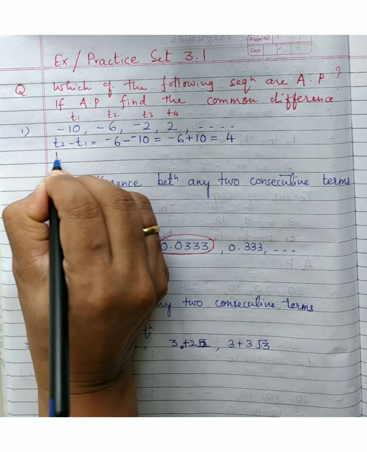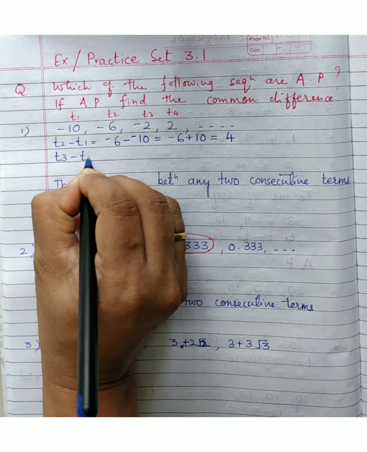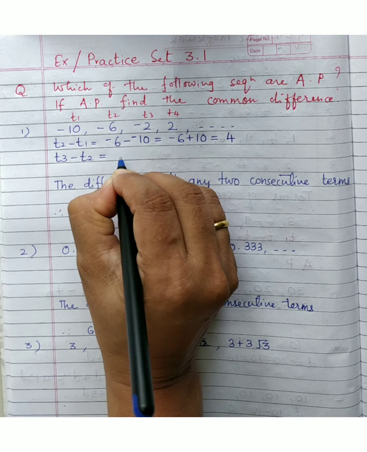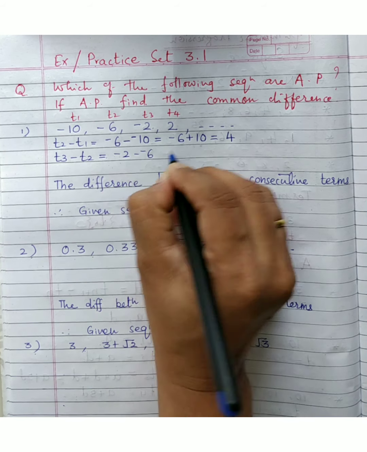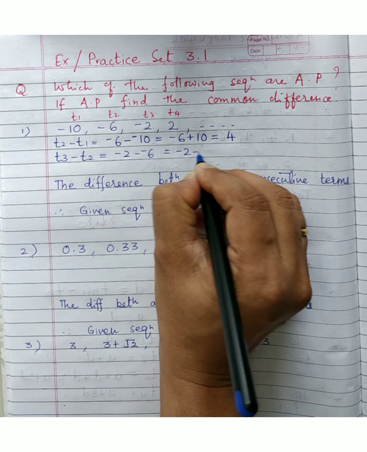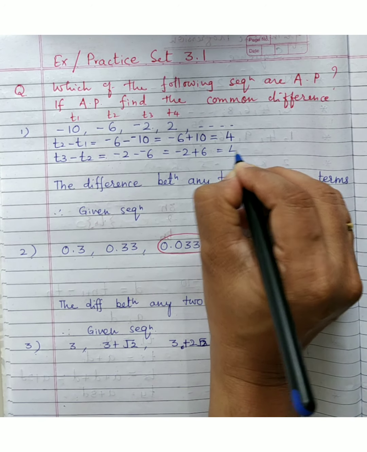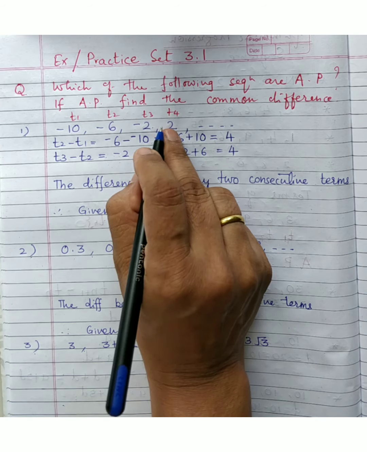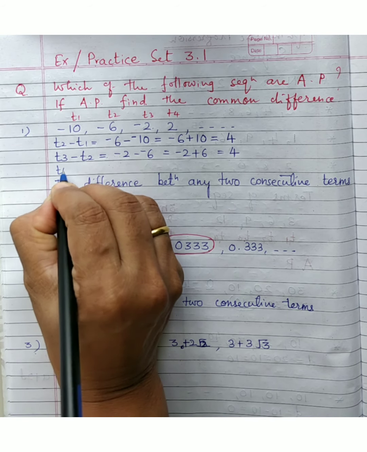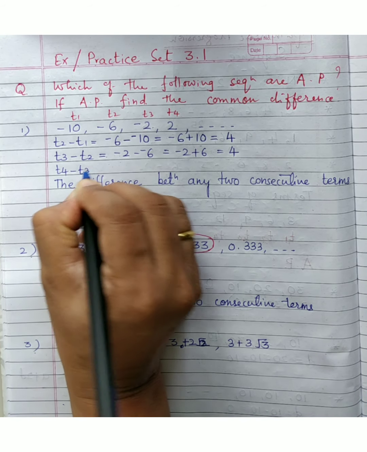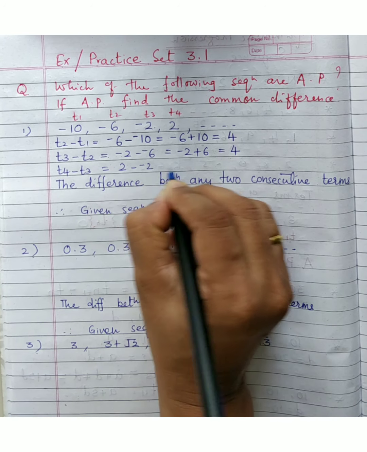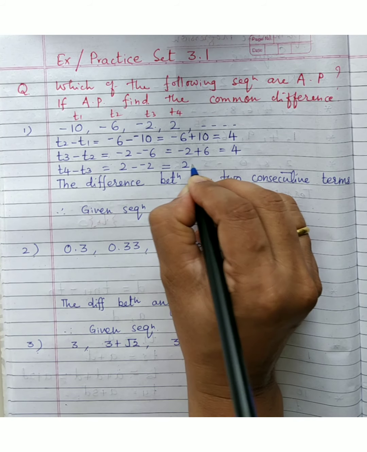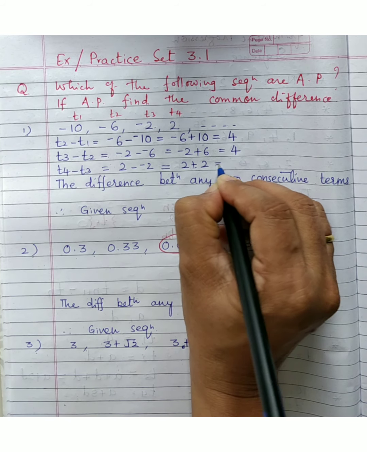Then what will you find? T3 minus T2. Minus 2 minus minus 6, that is minus 2 plus 6. Again the answer is 4. But check, since 4 terms are there, another difference will also be found. T4 minus T3, 2 minus minus 2. You need to work this out. Sometimes by observing, you think something different and the answer is different.